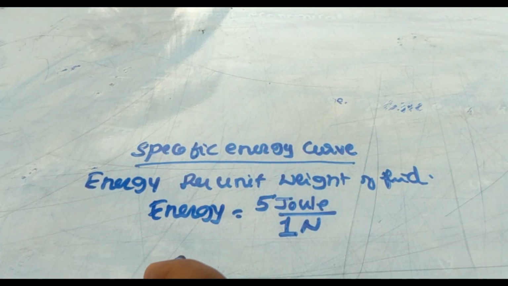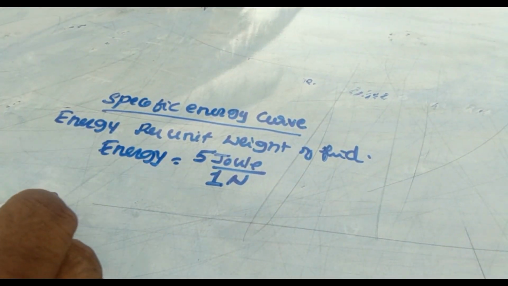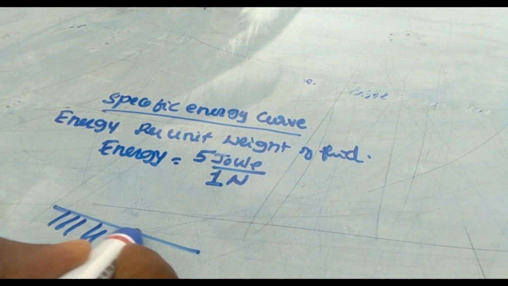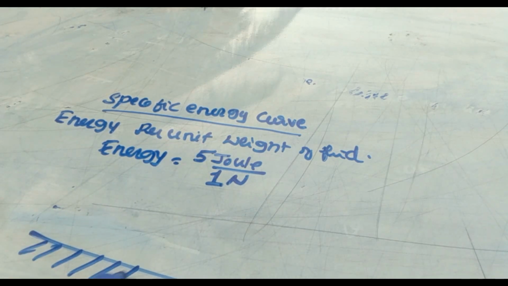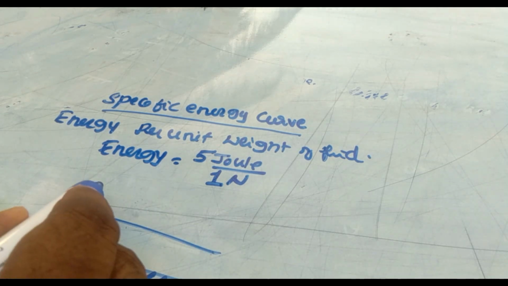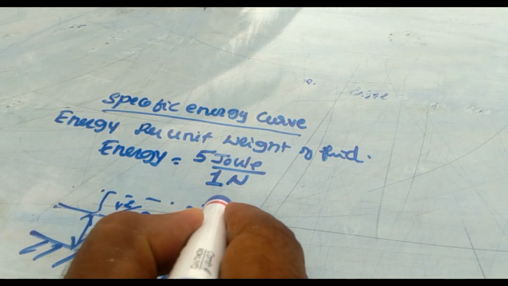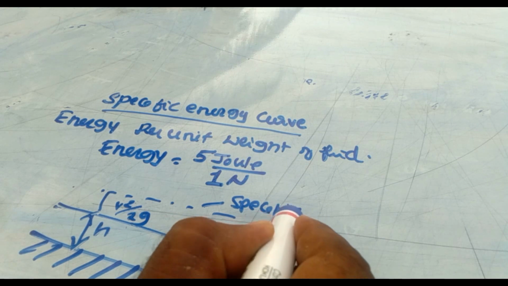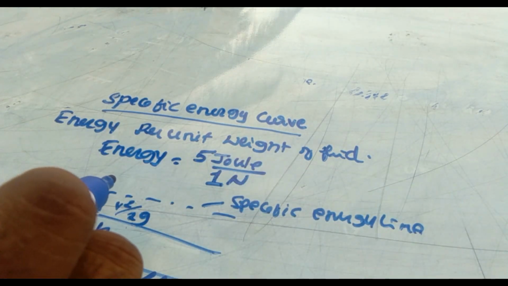The channel bottom we are considering for specific energy, as I discussed here. You can draw a bigger diagram. The channel bottom is the datum line, and this is h, and next is the imaginary line, v square by 2g. That is the specific energy line.